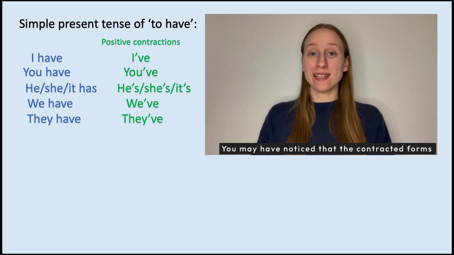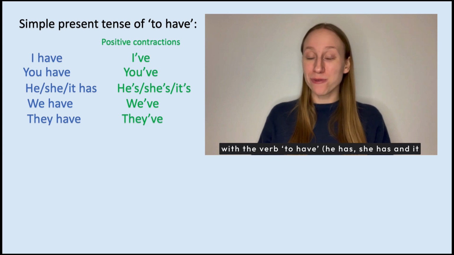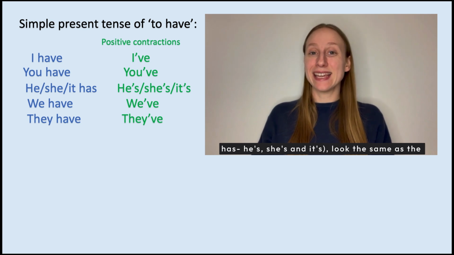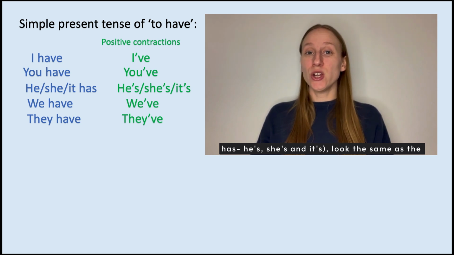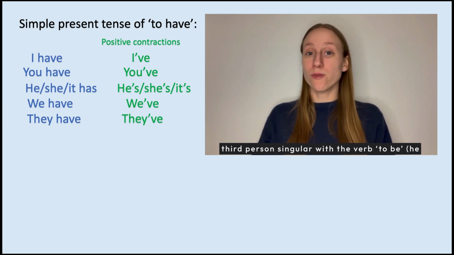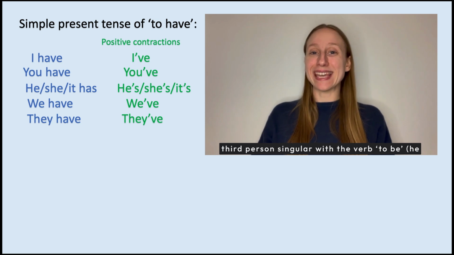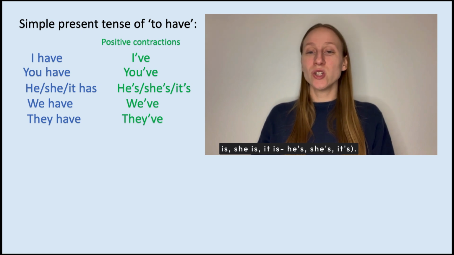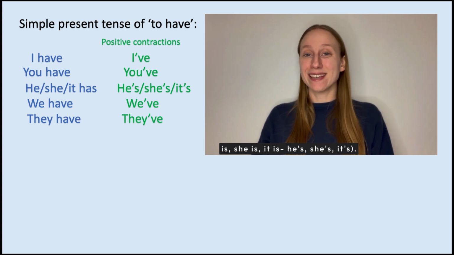You may have noticed that the contracted forms of the simple present tense third person singular with the verb to have, he has, she has, and it has, he's, she's, and it's, look the same as the contracted forms of the simple present tense third person singular with the verb to be. He is, she is, it is, he's, she's, it's.